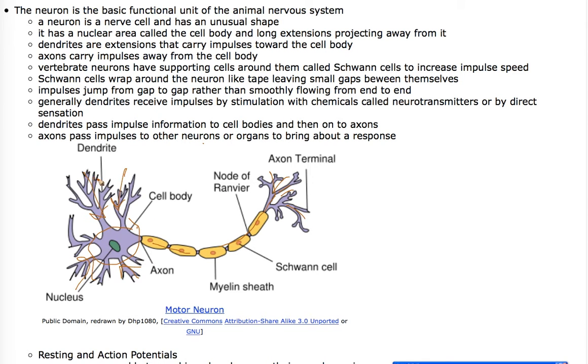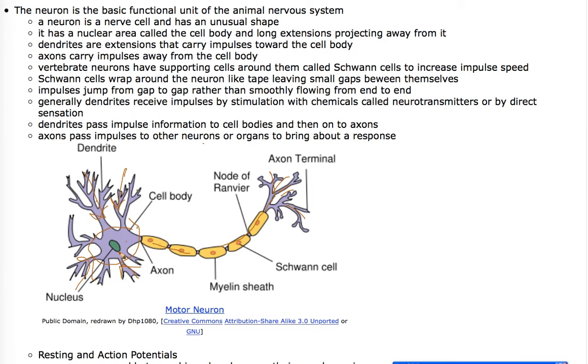The little short things attached to the cell body, those are generally all called dendrites. They pass impulses to the cell body. Okay? The axon transmits impulses away from the cell body to the axon terminal. So general impulse flow goes from dendrite to cell body down the axon to the terminal.